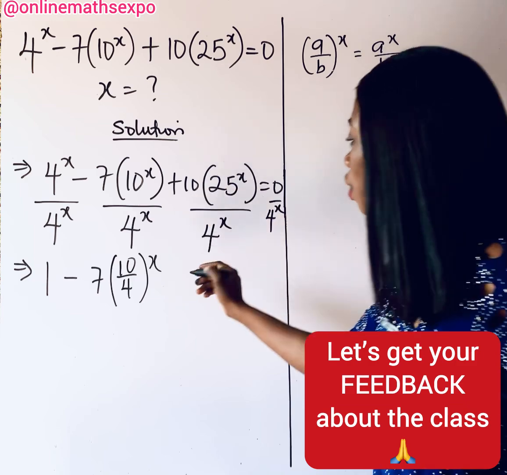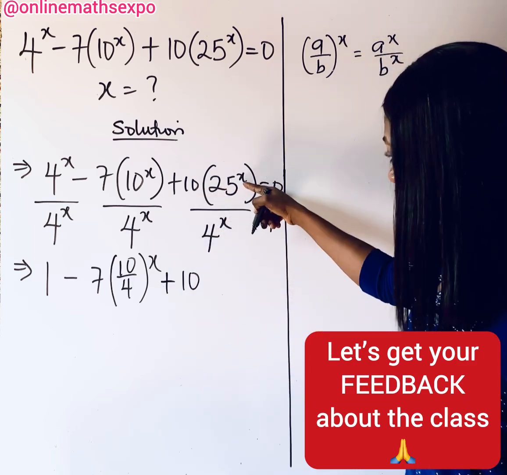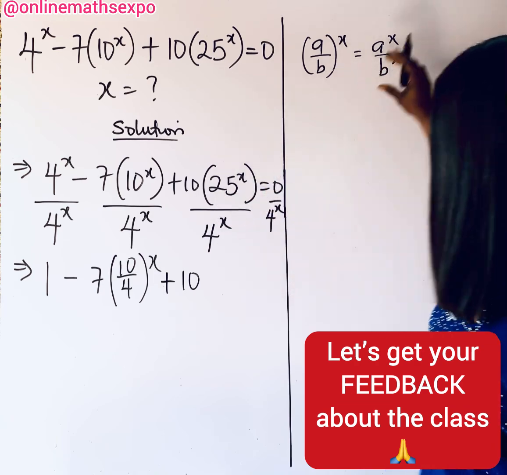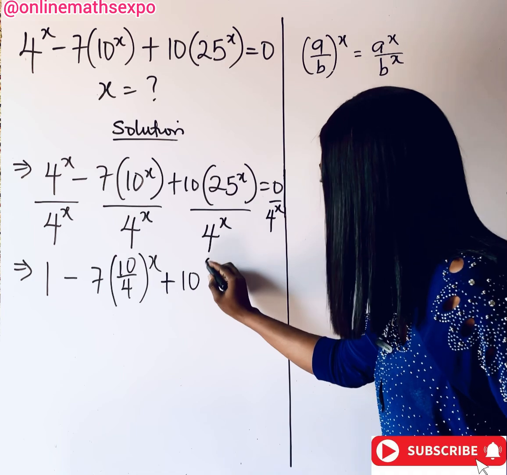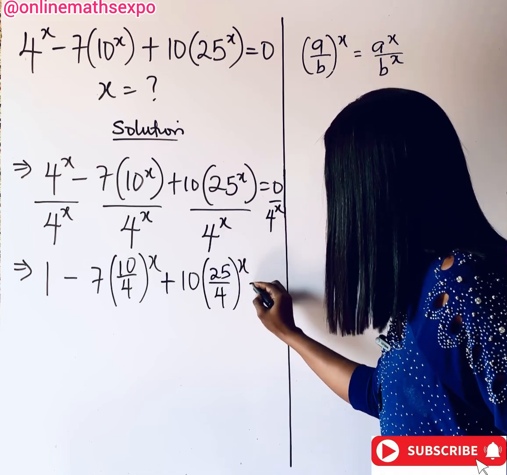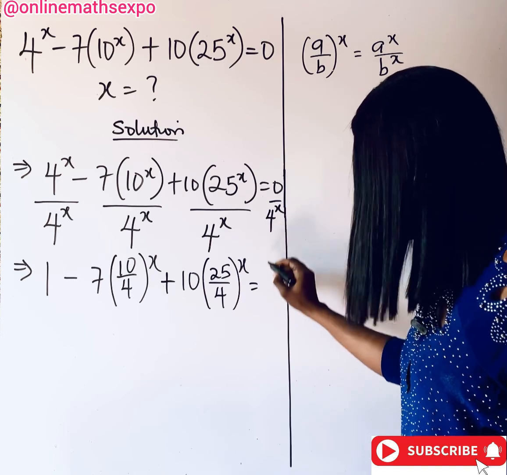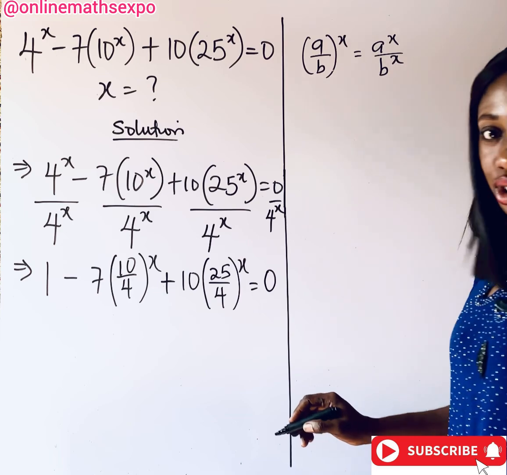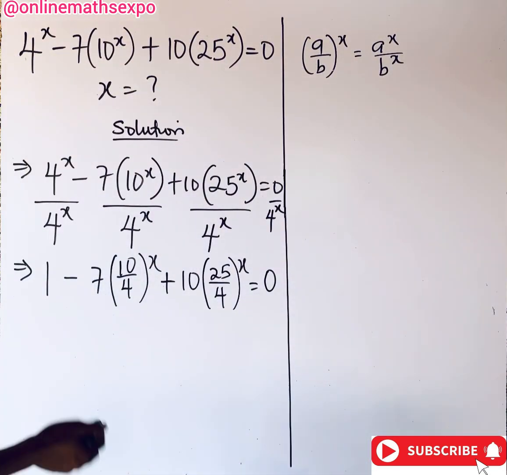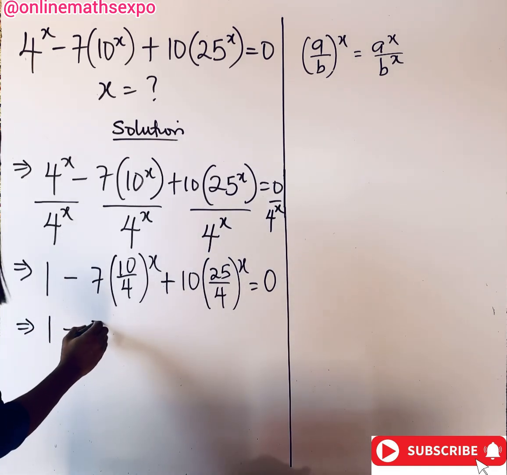To know more about indices in its simplified form, check the link in the comments. Okay, so here we're going to have plus 10. See that this has power of x as well as this, and they are dividing. Obeying this, you are going to have it as 25 over 4, then raise it to the power of x. And when you divide 0 by a number, it gives you back 0. Did you see that? So what do you do at this point? Let me show you what you will do. So you are going to simplify to have 1 minus, then we have 7.